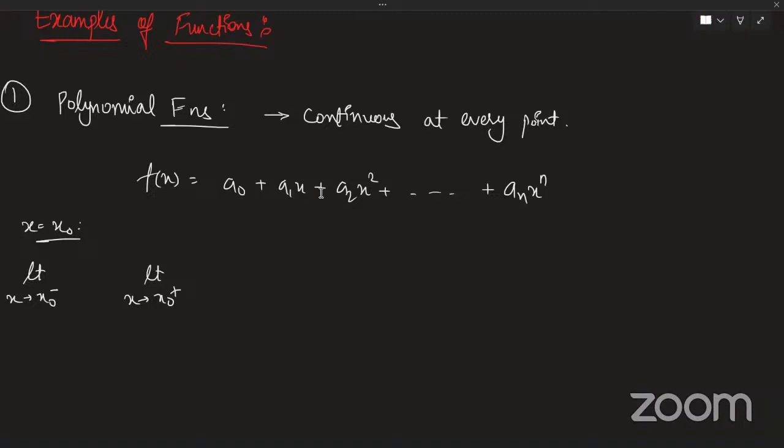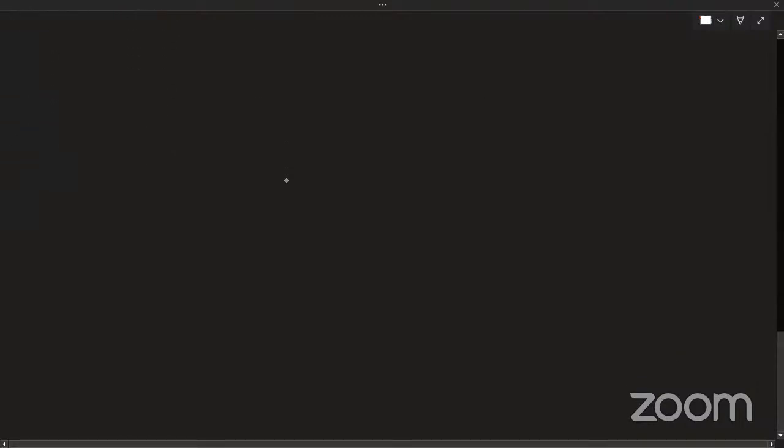I can substitute any value I wish to, because there is no division to it, there is no power to it. It is a polynomial function, so it is determinate. There is no indeterminate form in this case. So I can just easily substitute my value of x is equal to x naught. X naught can be any real value. So polynomial functions are continuous at every point. Okay.